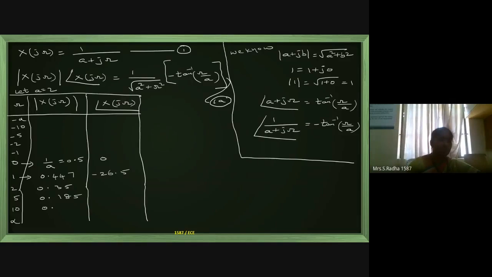0.185, 0.09, and for infinite, if you put omega value infinite, 1 divided by infinite is 0, irrespective of a value. Infinite is very, very high compared to a value, so denominator will be completely infinite. 1 divided by infinite is 0. So like this I am putting all the values, a value maintaining as 2, and for every row omega value is different. If I put this, I am getting phase angle like this.